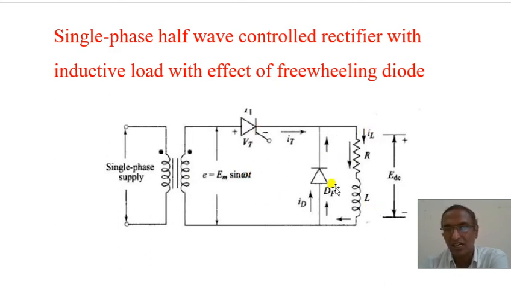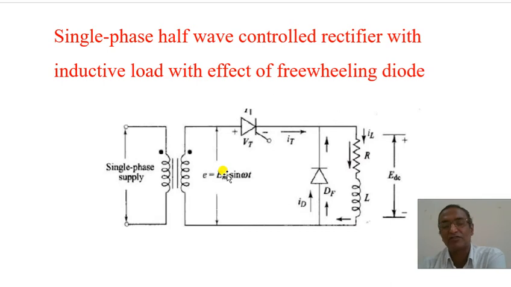So this diode becomes reverse biased during the positive half cycle. Whatever voltage is applied at the secondary of the transformer is fed to the resistance load as well as the inductance load. When the input voltage is supplied, the inductance starts to store charge, and the circuit works in this way.